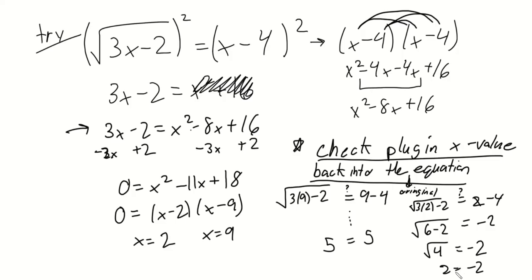I hope we all said no for that. No, they do not equal each other. So 2 is an extraneous solution. Extraneous. So the only solution for this equation is 9. We're going to talk a lot more about this tomorrow, and I'll show you the second way tomorrow. But this is the algebra approach.